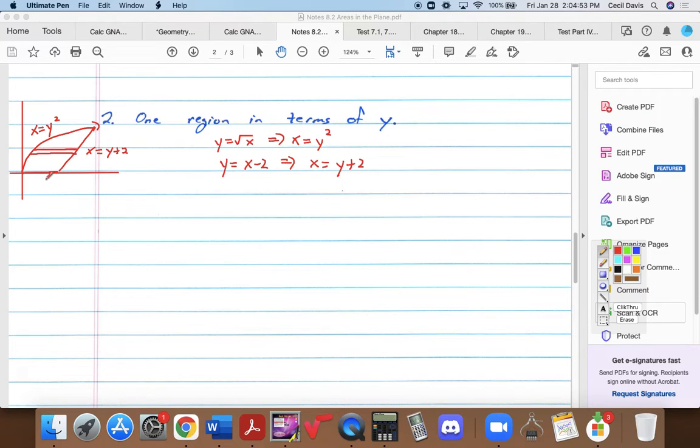And I need to know what the y values go from. Well, the y values go from 0 down here to what is the y value at this point? 4. Wait. That was the x value. Sorry. 2. So it was 2. So we're going to go from y equals 0 to y equals 2.